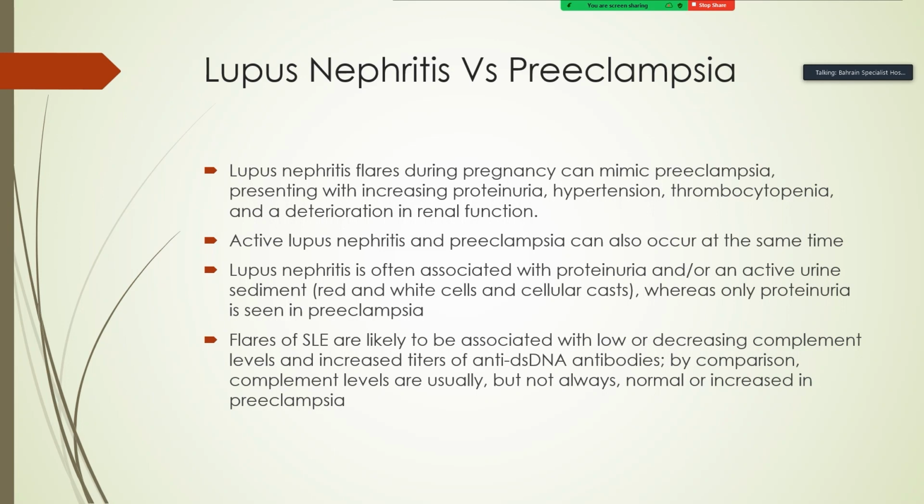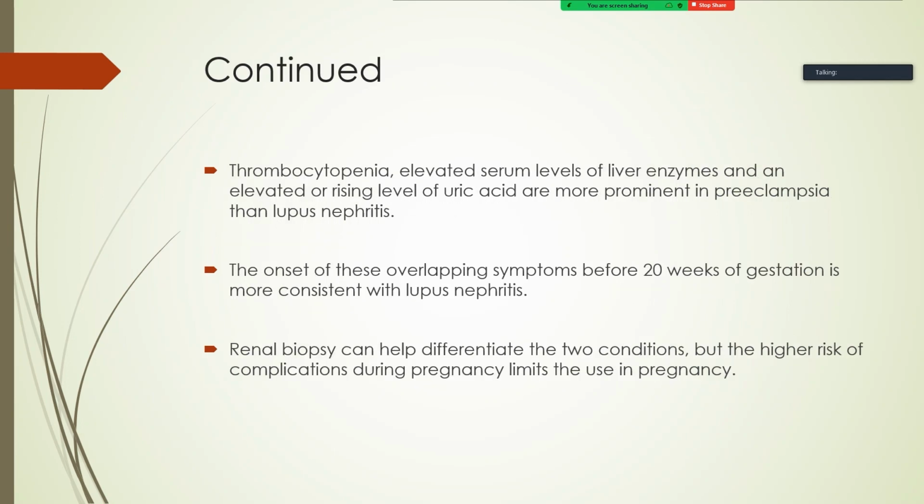Flare of SLE is associated with low and decreasing complement levels. Now, as I explained before, the complement levels are checked before pregnancy and during pregnancy. Even if it's in the normal range, the trend of complement levels can tell us better whether it's SLE or preeclampsia. Then thrombocytopenia, elevated LFTs, and elevated or rising uric acid are more prominent in preeclampsia than lupus nephritis. The onset of symptoms before 20 weeks of gestation is usually consistent with lupus nephritis rather than preeclampsia. Then finally, the confirmatory test can be done on renal biopsy to differentiate between these two conditions.